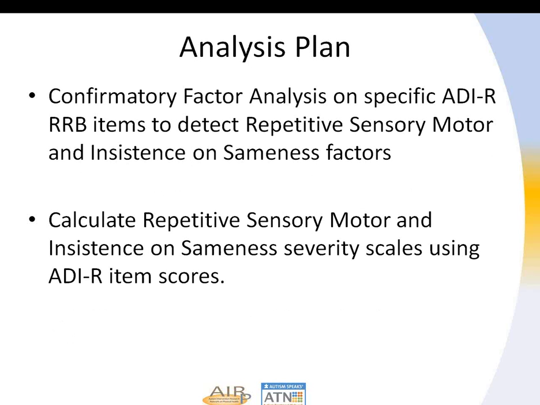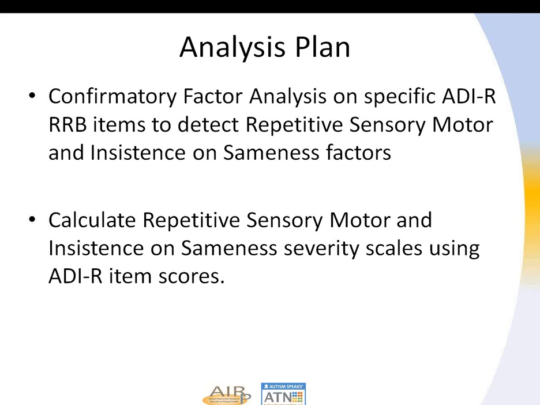Currently, the first steps in the analysis plan include performing a confirmatory factor analysis to detect repetitive sensory motor and insistence on sameness factors in the data. We're following a paper by Summer Bishop, published in JAD in 2013, that identified specific ADI items which loaded on the latent factors. I'm happy to provide those items in the discussion later if people are interested. We'll use goodness of fit indices to determine how well the model fits the data. If the confirmatory factor analysis does not support the model, then follow-up exploratory factor analysis will be used to determine a structure that best fits the data.